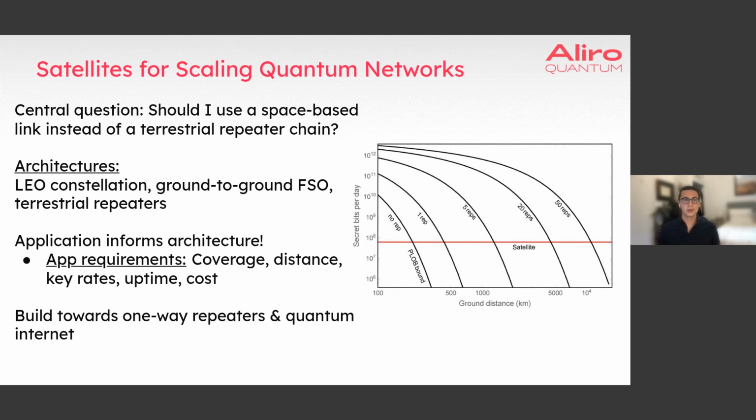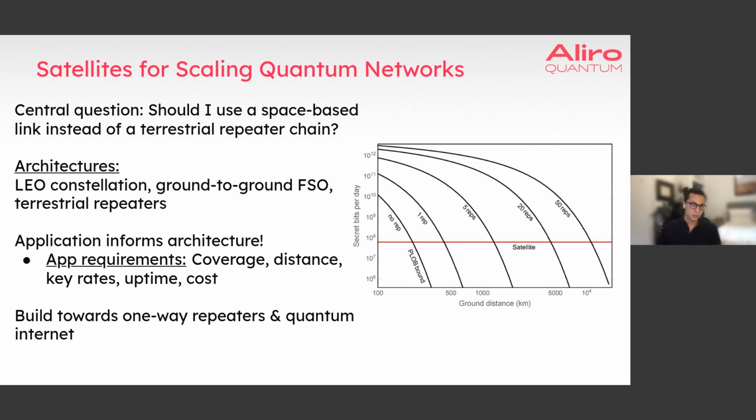But if we're talking about quantum secure communication from London to New York, then maybe a satellite link is more suitable. So the distance matters, the coverage matters, the key rates will matter. If we're doing something like quantum key distribution, we need to know what throughput we need, what network uptime we need, and also the cost. So all of these application requirements inform the architecture.